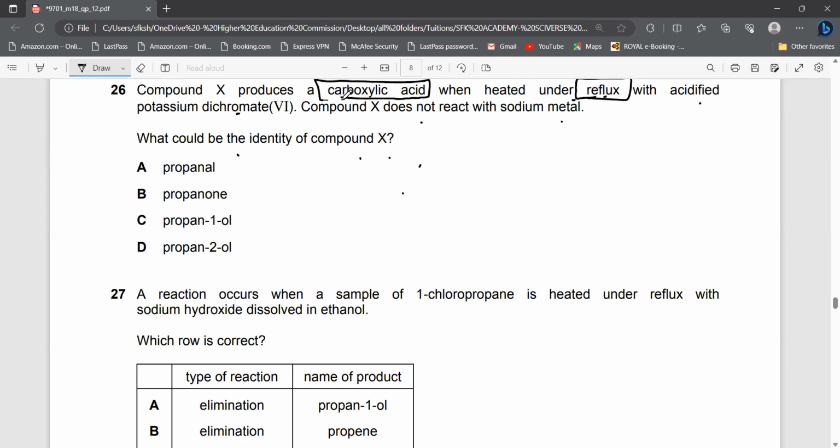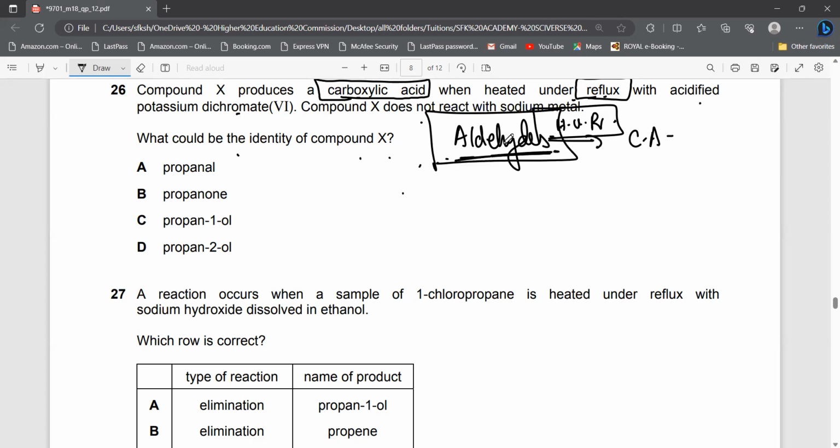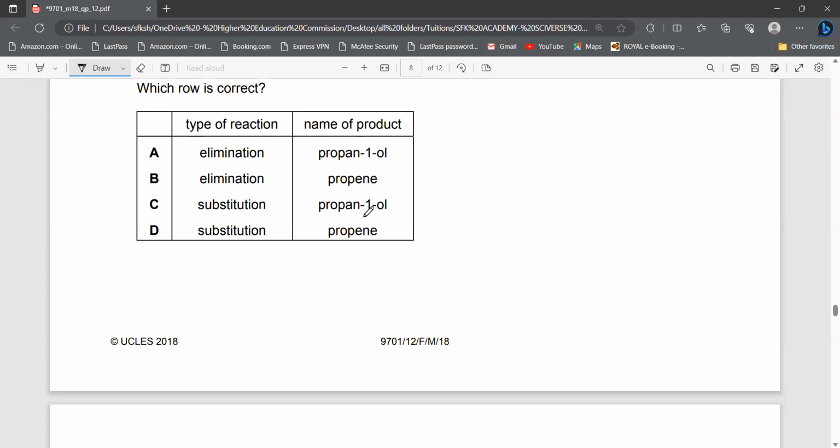This means we go back to aldehydes. Aldehydes are the organic compounds that can convert into carboxylic acids on heating under reflux. But at the same time, aldehydes do not react with sodium metal. So it has to be an aldehyde. Now, which aldehyde could this be? The only option having the aldehyde is option A. Right? Let's move on.